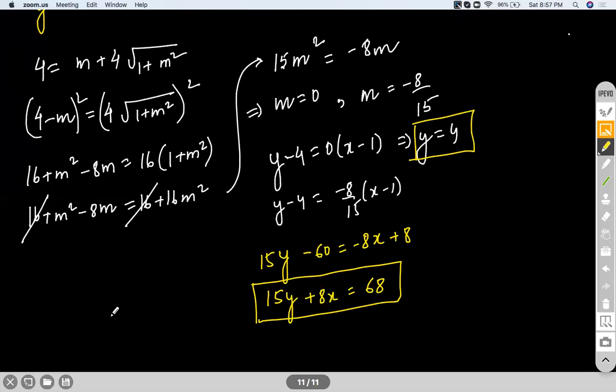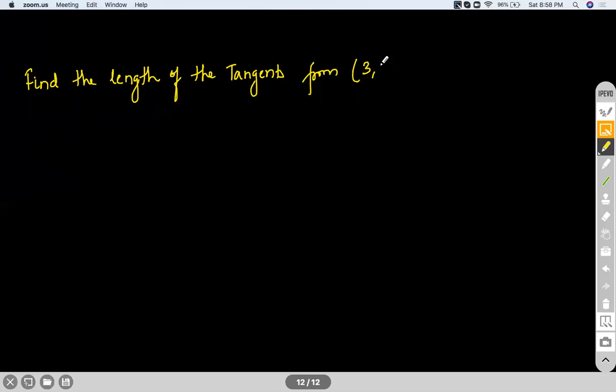Okay. Now, next question again. Let's see. Find the length of the tangents from the point 3 comma minus 4 to the circle 2x square plus 2y square minus 7x minus 9y minus 13 equal to 0.